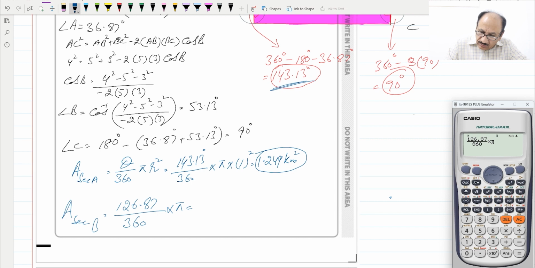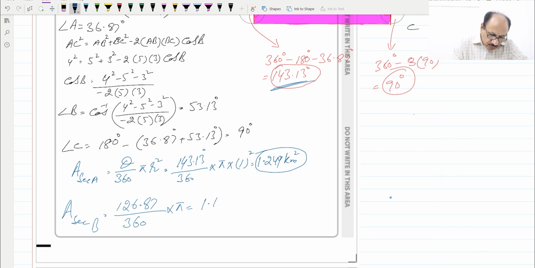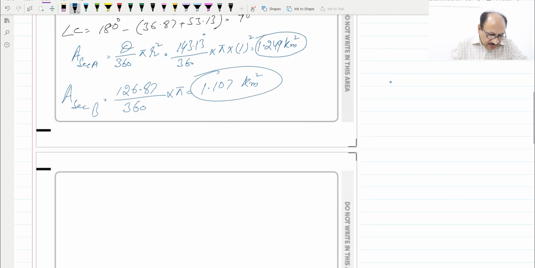126.87, and this is giving us 1.107. So 1.107 again kilometer square. This will be sector area B. Now we can find sector area C.